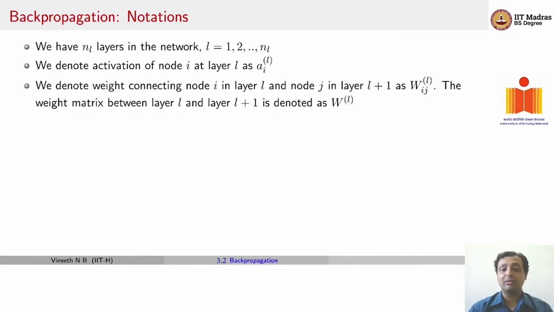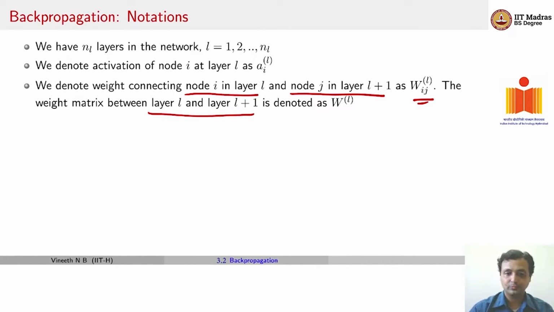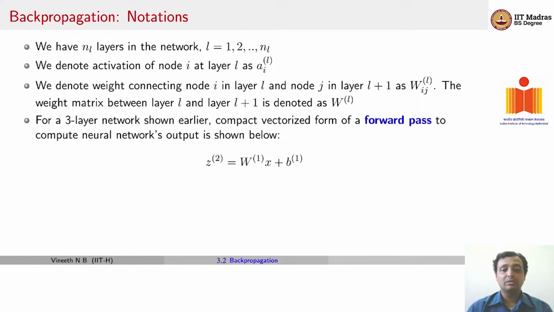We denote the weight connecting node i in layer L and node j in layer L plus 1 as W sub ij in the Lth layer, and the entire weight matrix between layer L and layer L plus 1 is denoted as W superscript L. For a 3-layer network that we saw earlier, a compact vectorized form of a forward pass can be written like this, and hopefully this will give you clarity on the entire procedure.